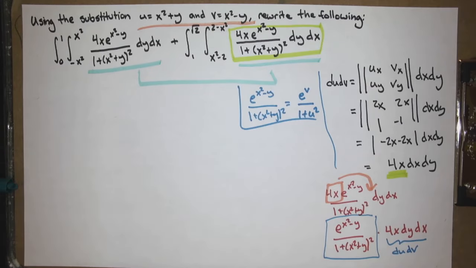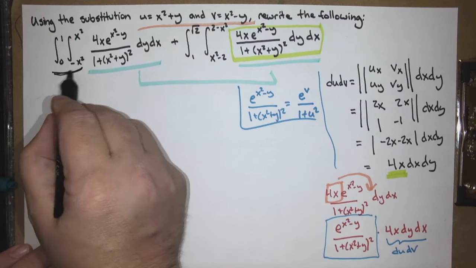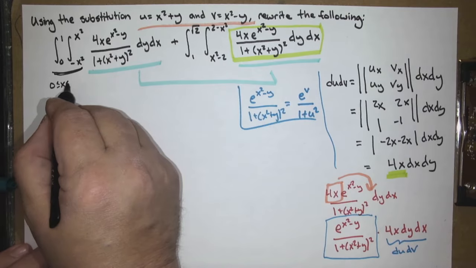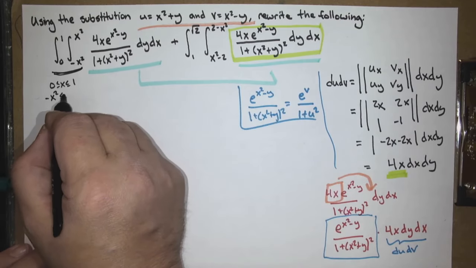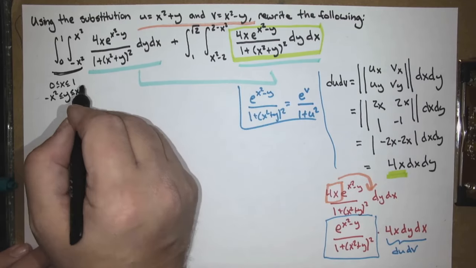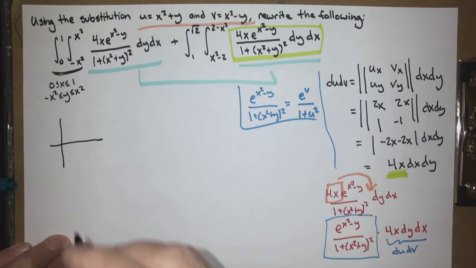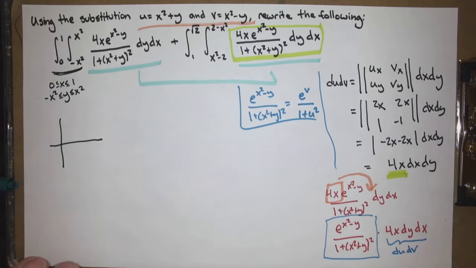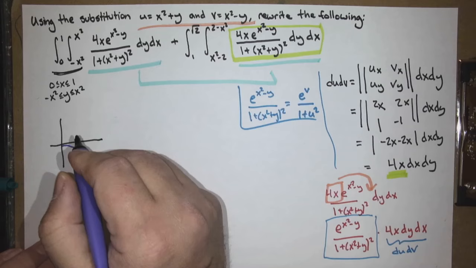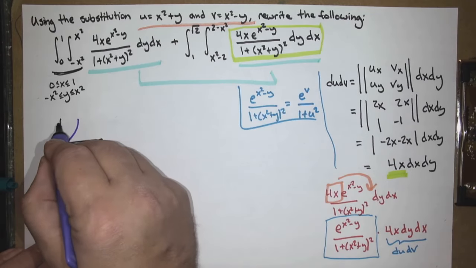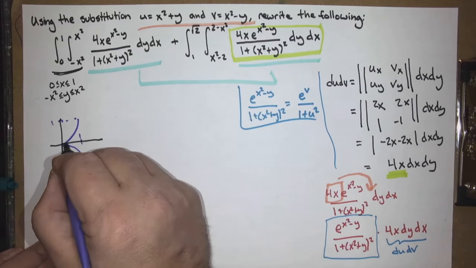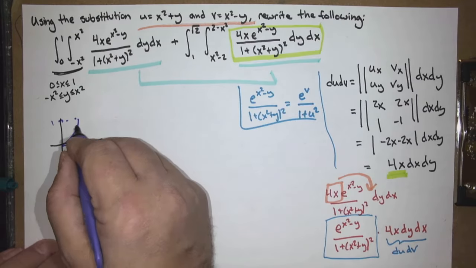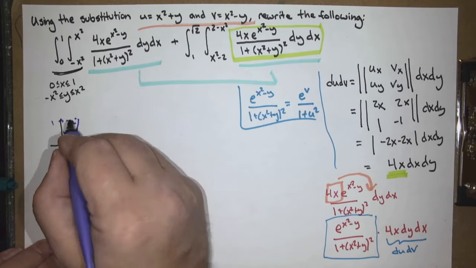The bounds, the bounds. Don't forget the bounds. So, the first set of bounds, we're going from 0 up to 1 for x, and for y, negative x squared up to positive x squared. So if you sketch that, we have negative x squared, positive x squared, and we stop at 1. So this is what we're doing in our first piece. So I'm going to mark these curves.